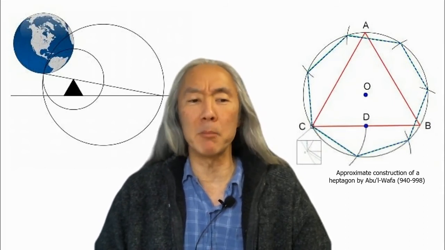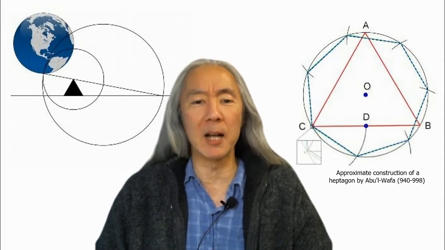The other figure shows an approximate construction for a seven-sided polygon. It's a reminder that a problem exists whether or not we know how to solve it, so sometimes we have to make do with approximate solutions.